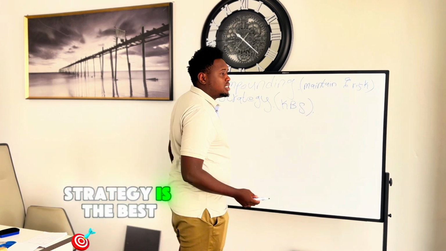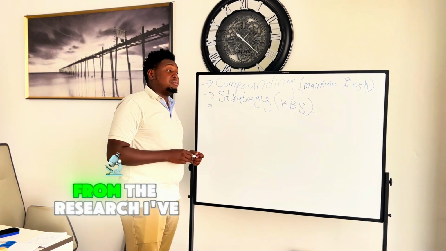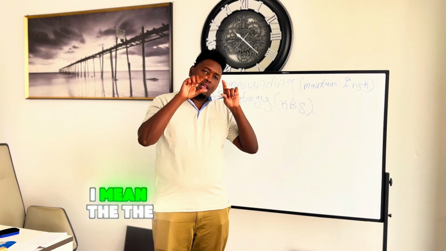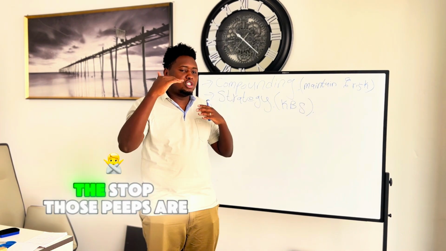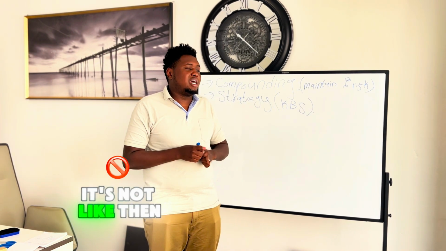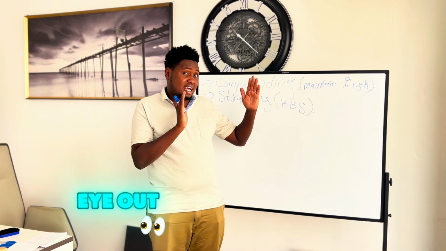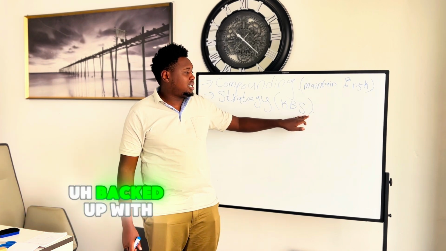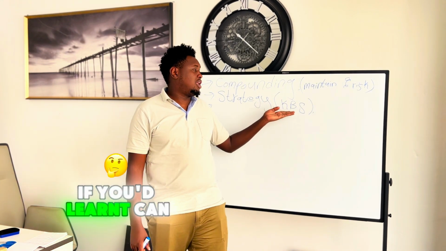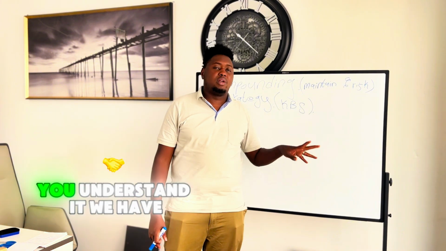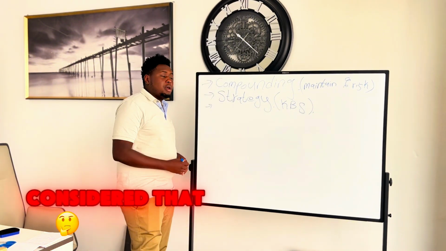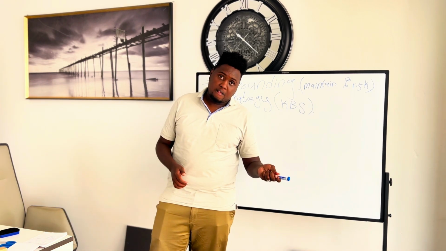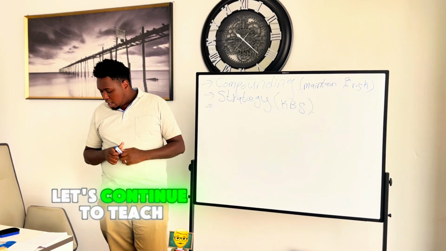And Kamal Bull strategy is the best kind, guys, from the research I've made over the years, because of the low entry, I mean the pips are very minimal. The stop loss pips are very minimal, so we are able to get a good RR, risk reward ratio. So it's good for entries and exits, backed up with fundamentals. Of course, if you've learned Kamal Bull strategy, you understand it. We have to consider them. But this is not important, because I will be giving you the signals for free. Okay. Now let's continue. I will teach you.